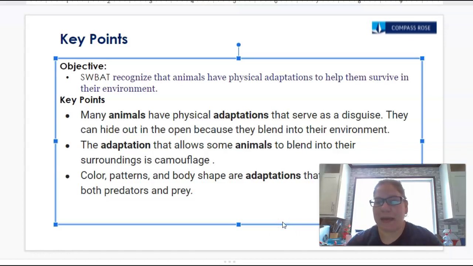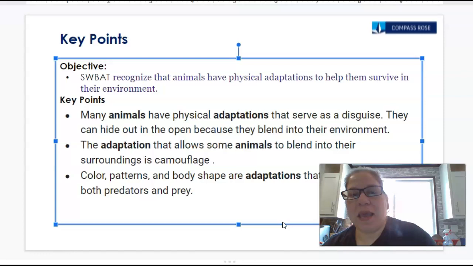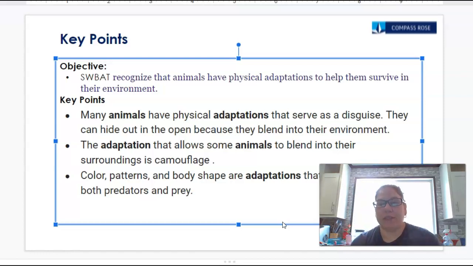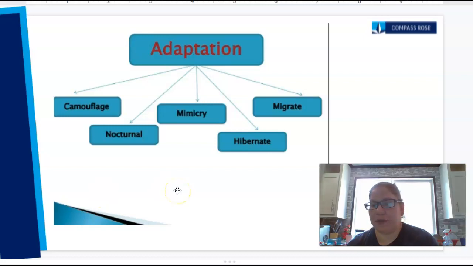All right, guys, so we are back, and this is going to be lesson two. And our key points and our objective are going to remain the same. So I'm going to just put them on here so that we can go over them again. And the main thing that I want to talk about is what we're going to be covering now.